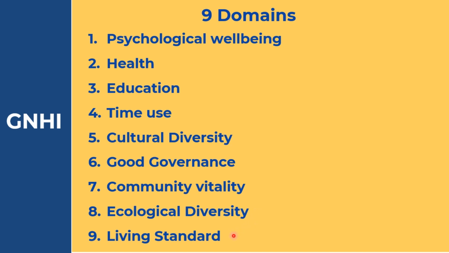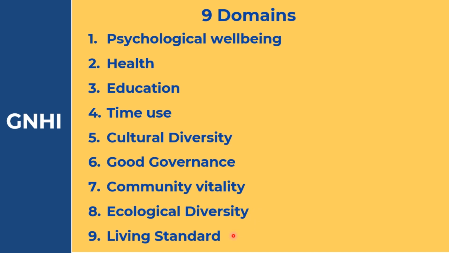And the last one is standard of living. Standard of living depends definitely upon the economic factor. What income an individual is earning in a particular country, and whether from that income he is able to meet all his demands. That is the standard of living a particular person can maintain in a specific condition. So these are the nine different domains of the gross national happiness index.